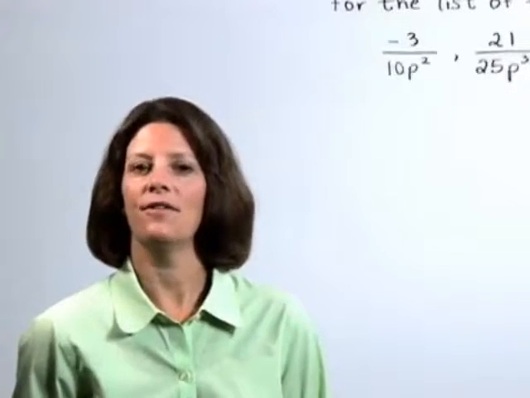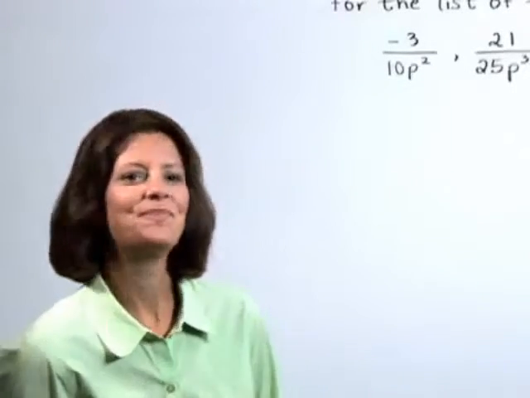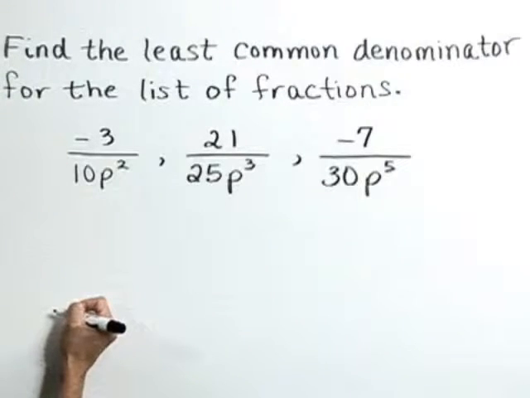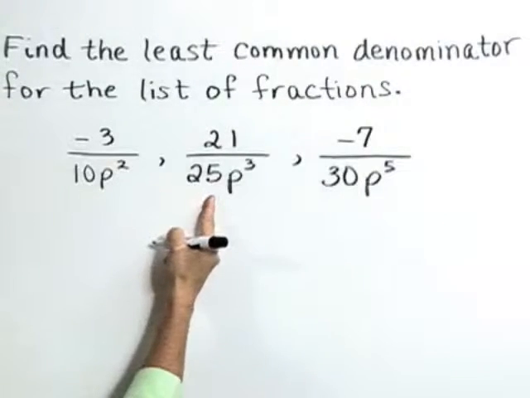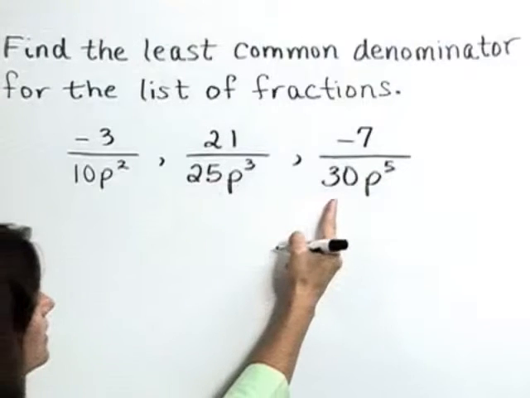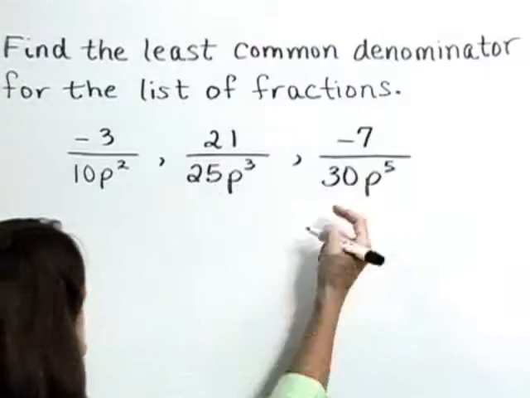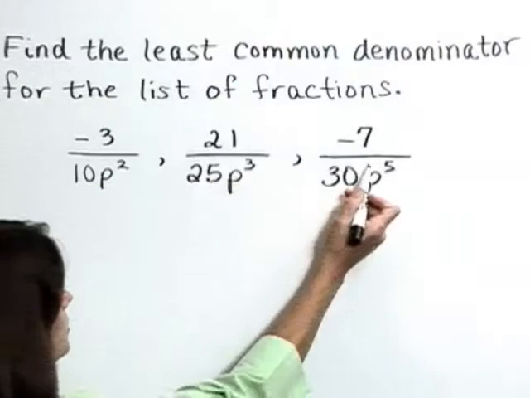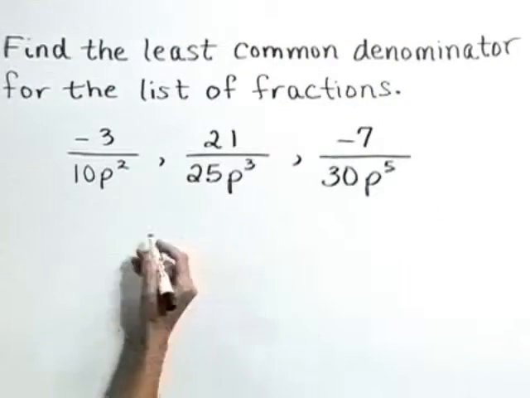Find the least common denominator for the list of fractions. Here we have the fractions, negative 3 over 10p squared, 21 over 25p to the third, and negative 7 over 30p to the fifth. So let's focus in on these denominators. We're looking for a least common denominator.